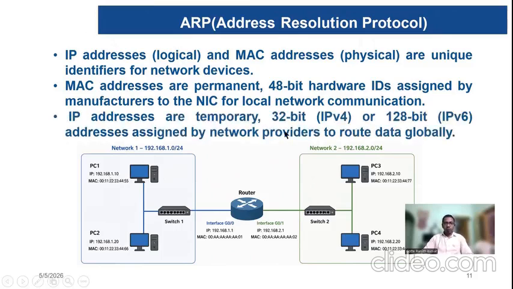IP addresses are temporary, and under IP addresses we have IPv4 and IPv6, but the most commonly used IP addresses are IPv4 addresses. These are 32 bits in length. When IPv4 addresses are exhausted, IPv6 will be used, which is 128 bits in length. The IPv4 length is 128-bit. This is just an overview of IP address and MAC address.